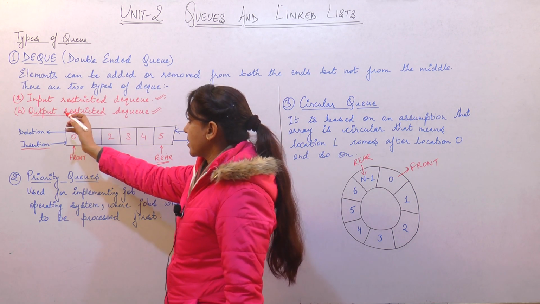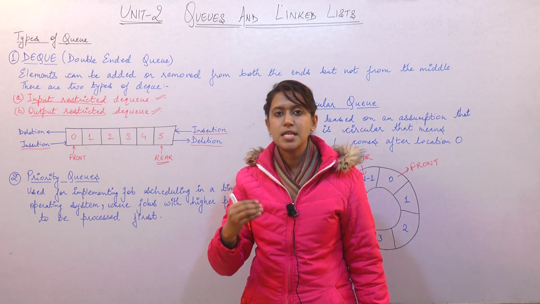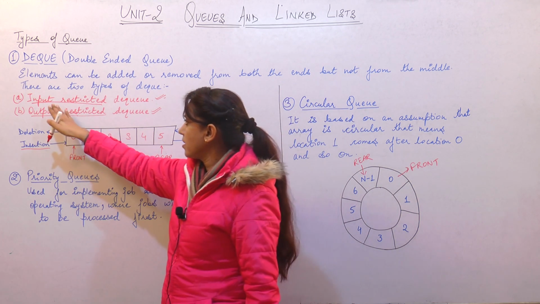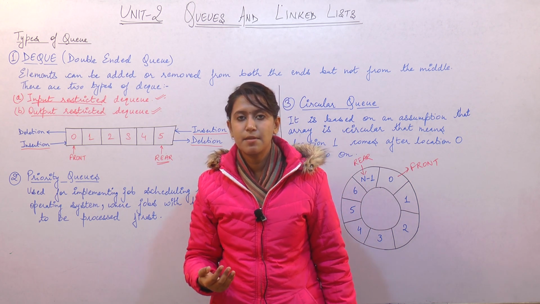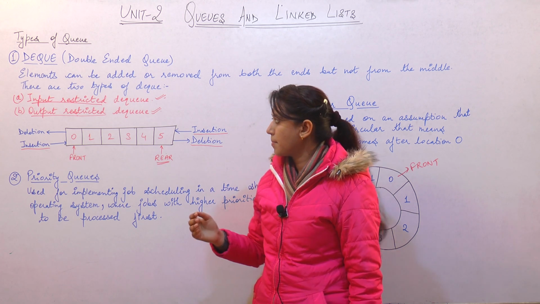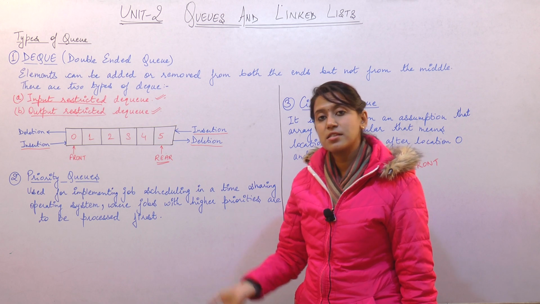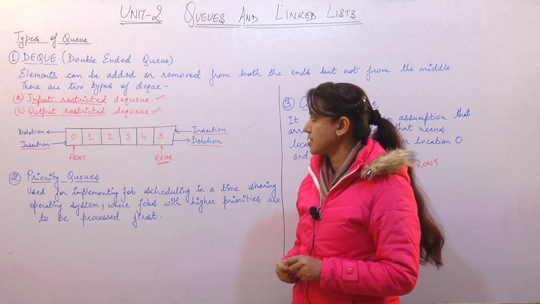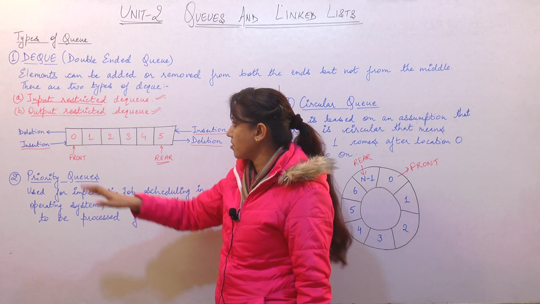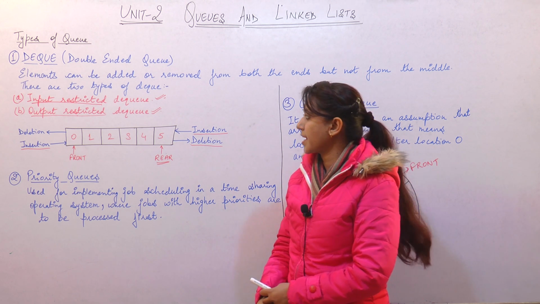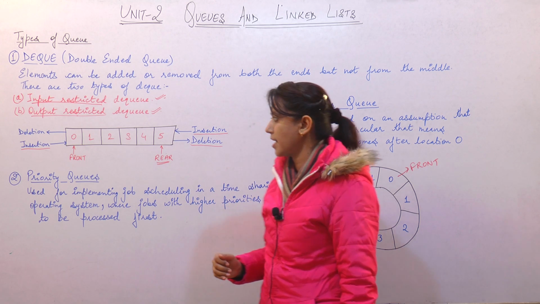Now try to understand the terms. Input restricted means we are restricting the input to get inserted only at one end. So this name is already suggesting that input restricted means insertion of a new element will be done only from one end, but deletion can take place at both the ends. Whereas in output restricted DQ, the insertion can be done from both the ends, but we are restricting our output. That means we are deleting an element only at one end, because we are restricting our output. So in the second case, that is output restricted DQ, we can delete an element only at one end, but insertion can take place at both the ends. So this was about DQ.